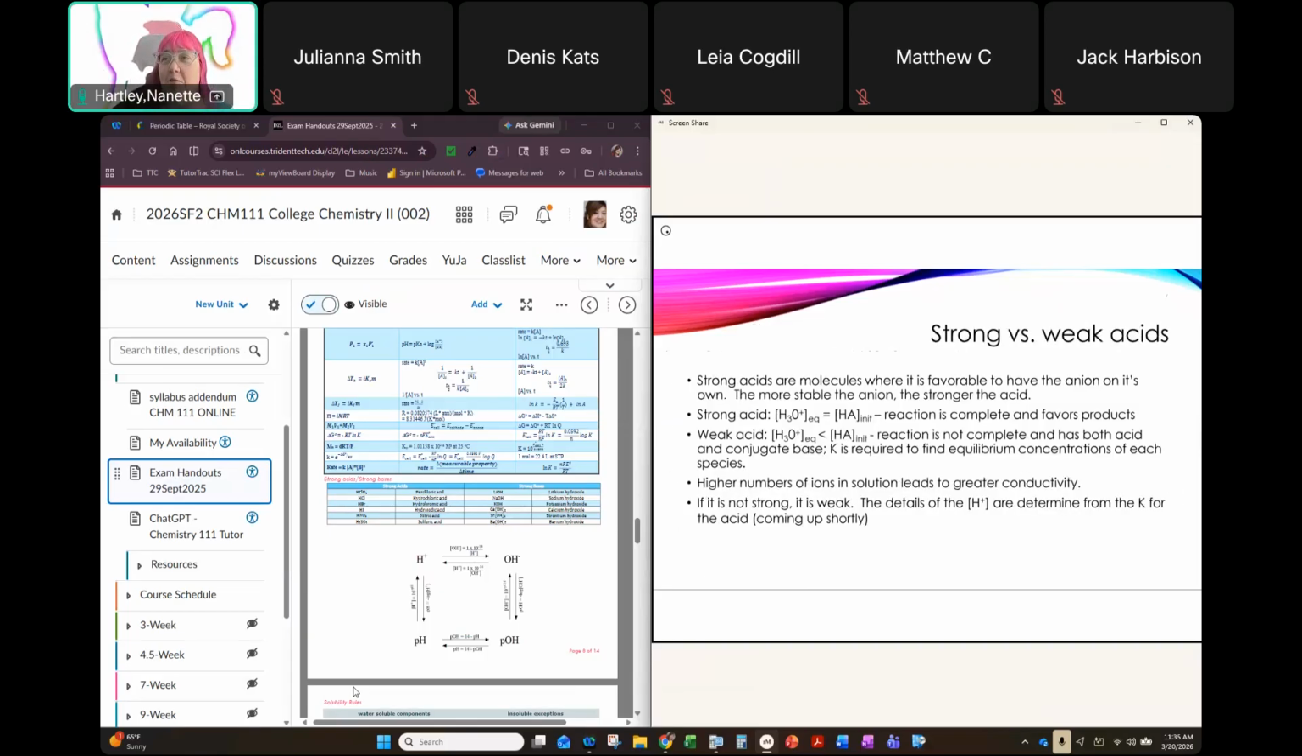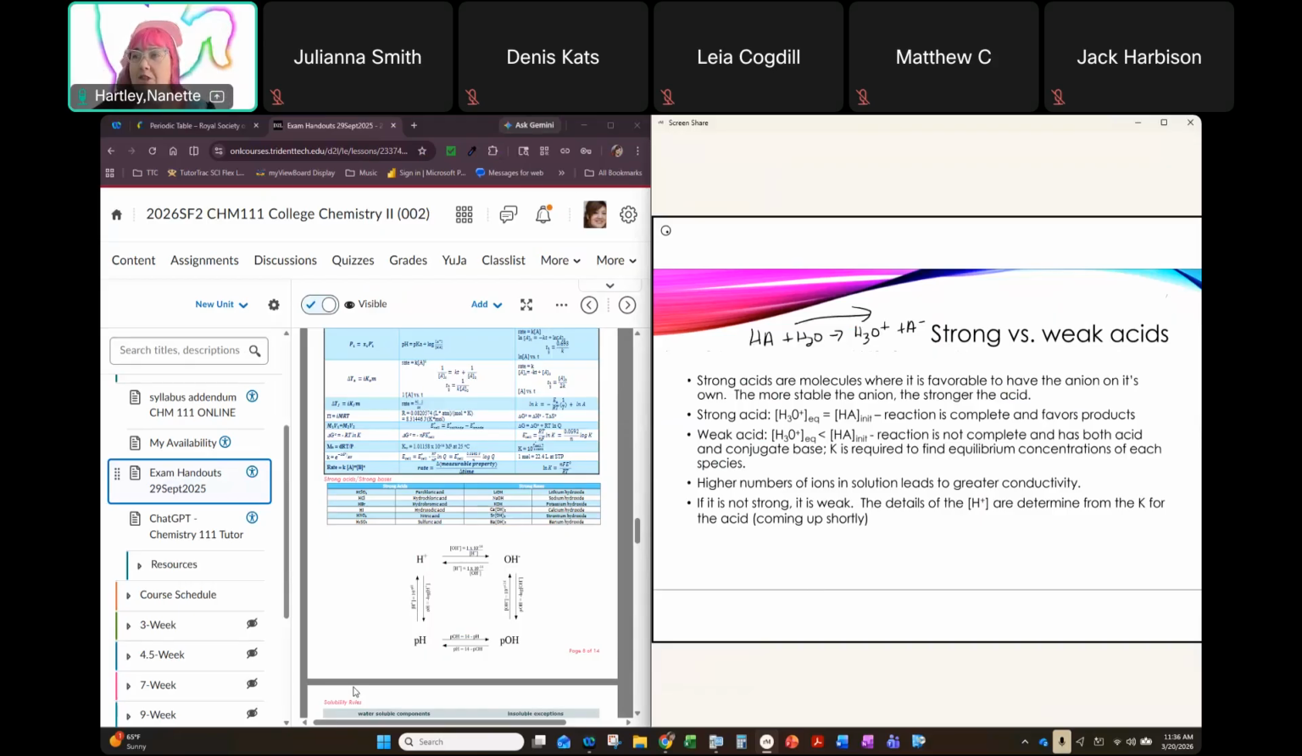Now, strong acids are molecules where it is favorable to have an anion on its own. All right. The more stable the anion, the stronger the acid. So for that, H3O plus is again equal to the concentration of the acid itself. The reaction is complete and it favors products. So if we're talking about a generic HA reacting with H2O to give me an H3O plus and an A minus, this reaction only goes that direction. The arrow is one-headed because it only goes that way. Okay. For a weak acid, that is not true. It will go both directions.